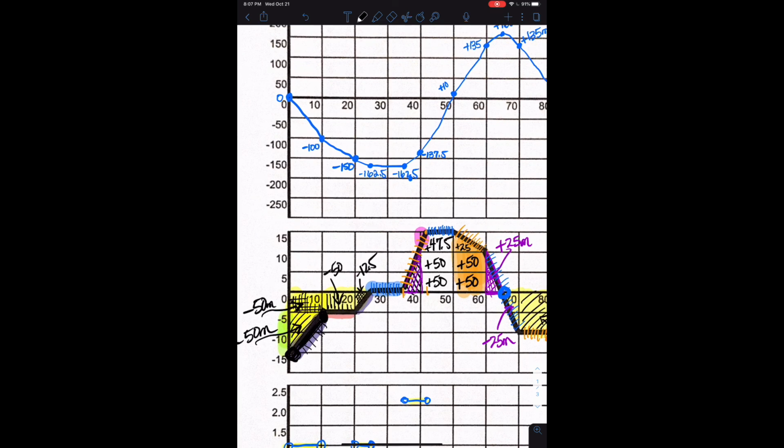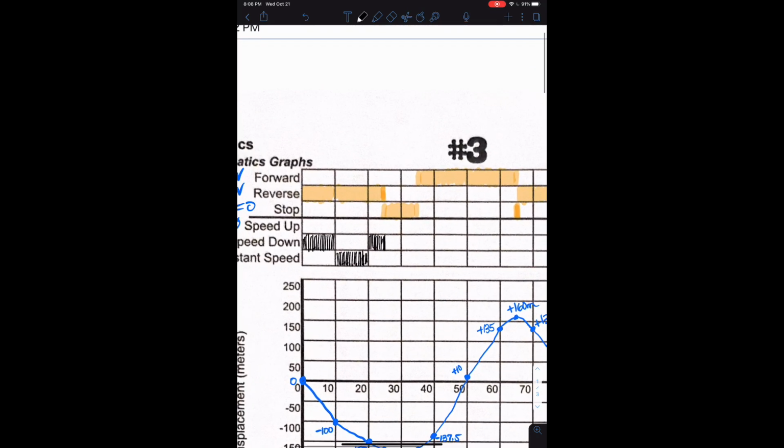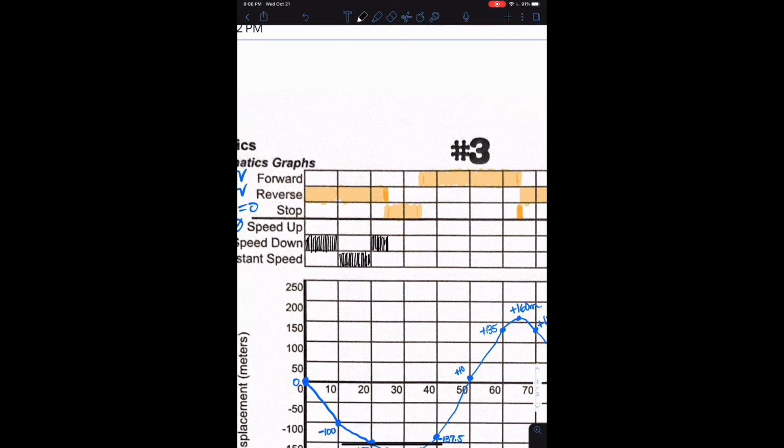Okay. And then from 25 to 35, we have a constant speed that is 0. We're stopped, but we were holding that speed. So from 25 to 35, we have a constant speed. All right, right there. So we have a constant speed.